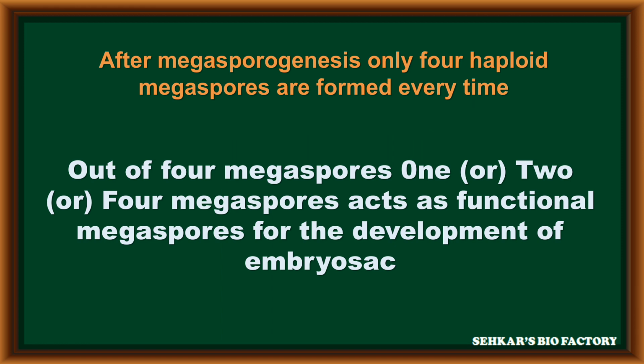megagametogenesis. After completion of megasporogenesis, a total of 4 haploid megaspores are produced from a diploid megaspore mother cell with the help of meiosis division every time. Out of these 4 haploid megaspores, either 1 or 2 or 4 megaspores act as functional megaspores to participate in the development of the embryo sac or female gametophyte.